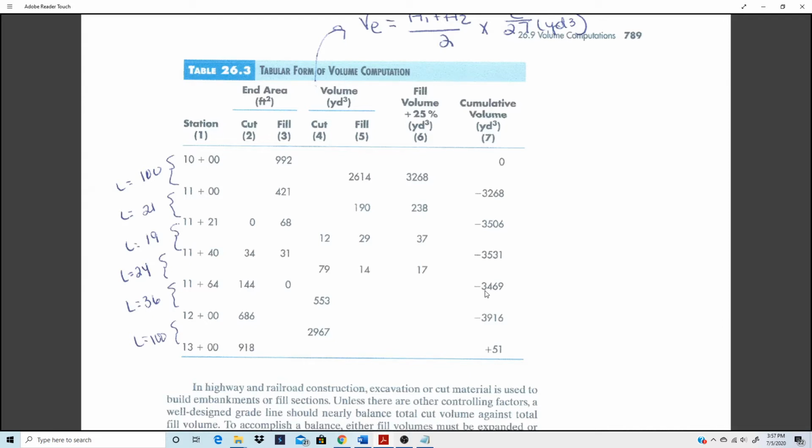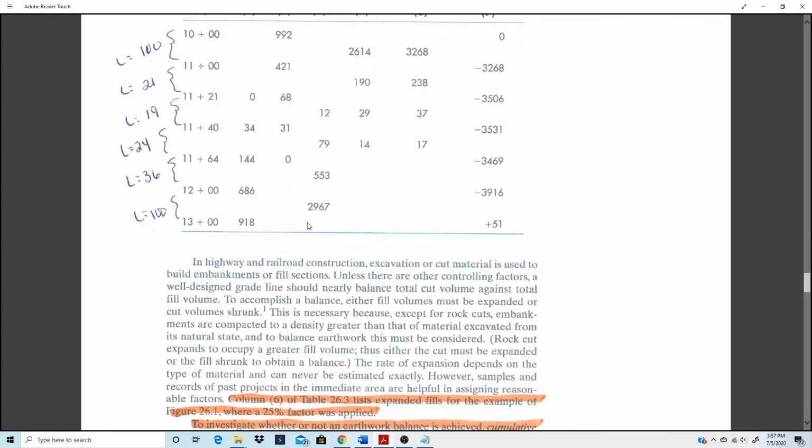So once I subtract all the fills, you add your cuts. So if I'm at negative 3469 and I add a 553 to it, that's giving me 2916. And if I add the 2967 to that, I'm at a plus 51. So I don't know how they got this number, but the end number would be 51. So in actuality, we would have enough. We would have more cut on the job to where we wouldn't have to bring in.